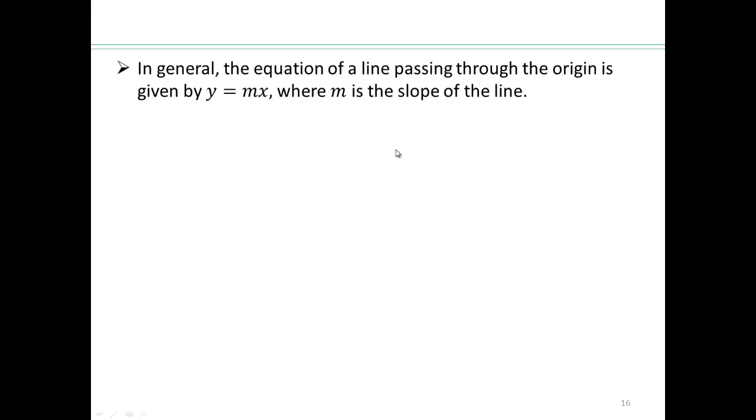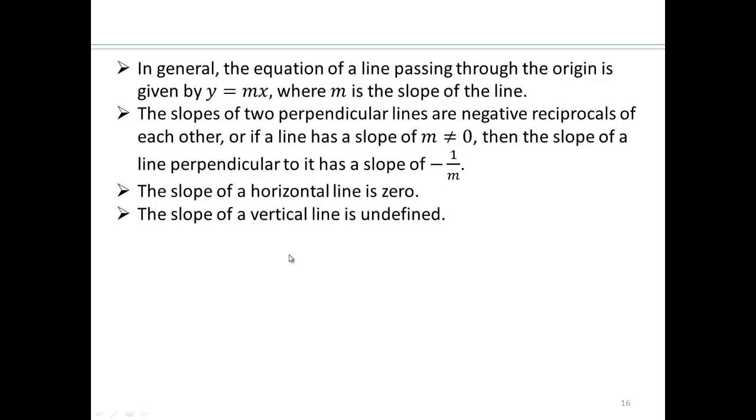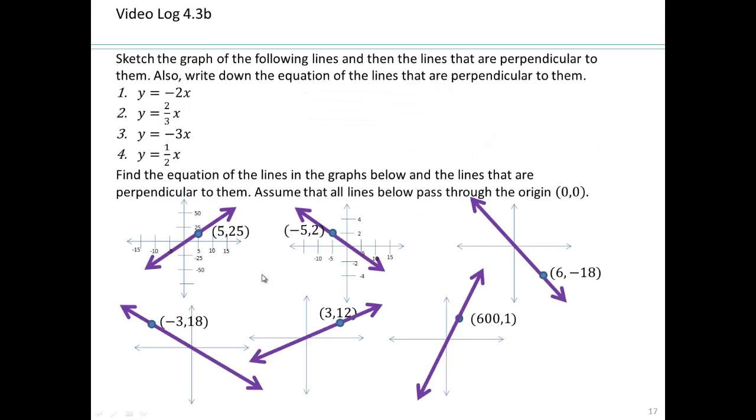All right, so in general then, the equation of a line that passes through the origin is y equals slope times x. Slopes of two perpendicular lines are negative reciprocals of each other. Slope of a horizontal line is 0. Slope of a vertical line is undefined. That's what we've done so far.